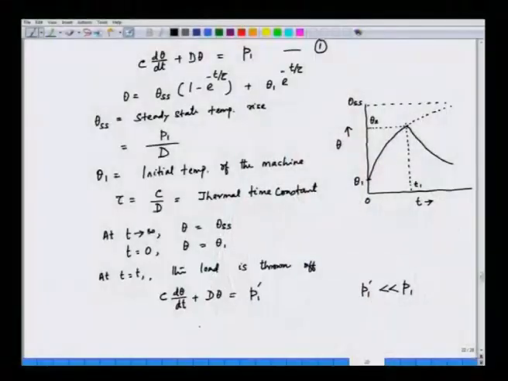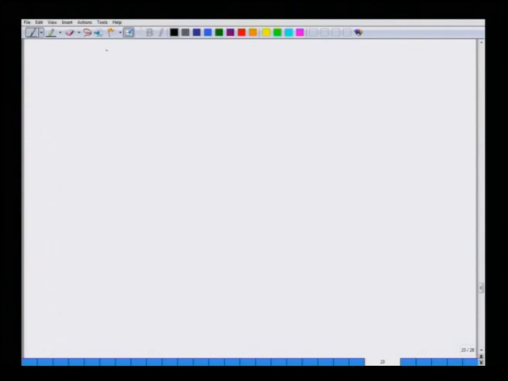So, this P1 prime is the loss when the load is removed or thrown off. When the load is thrown off, it is P1 prime, and hence we obtain a characteristic in which the temperature is decreasing. So, what happens if the load is switched off or the motor is switched off at t equal to T1?